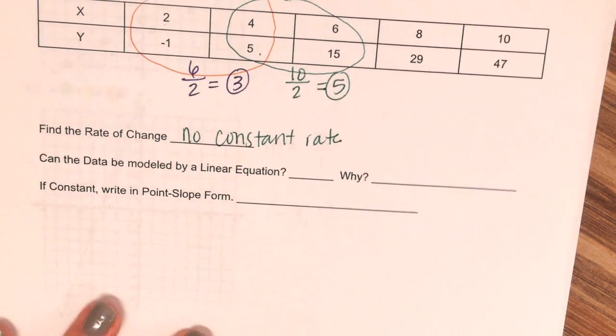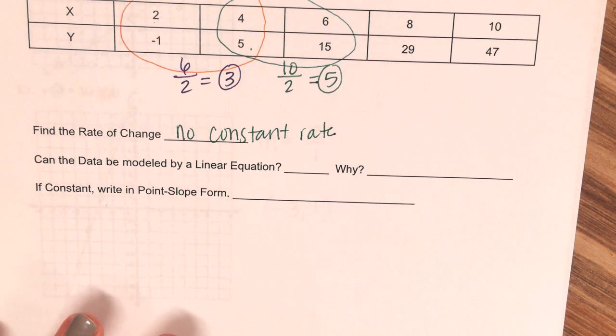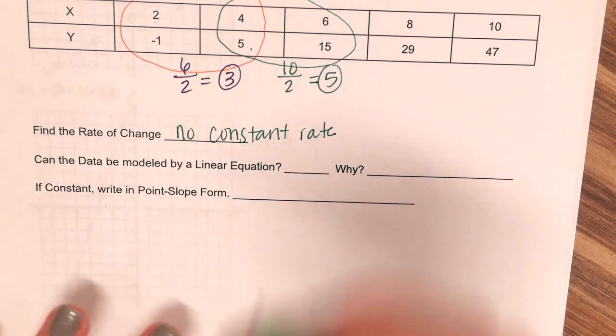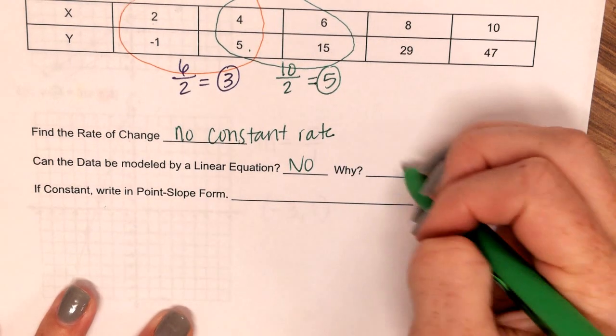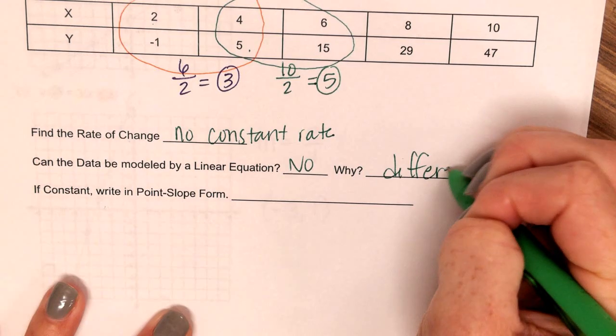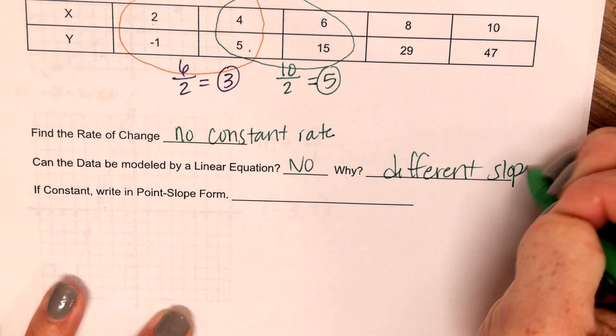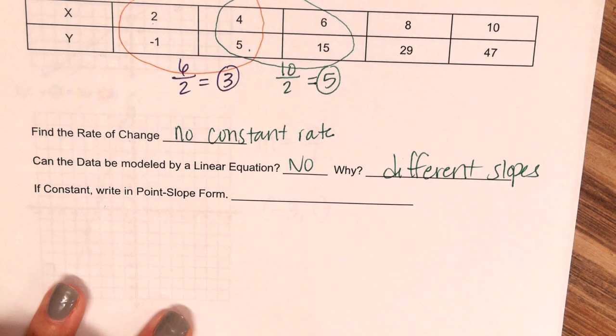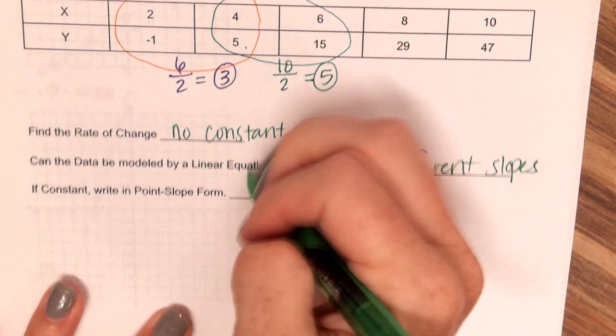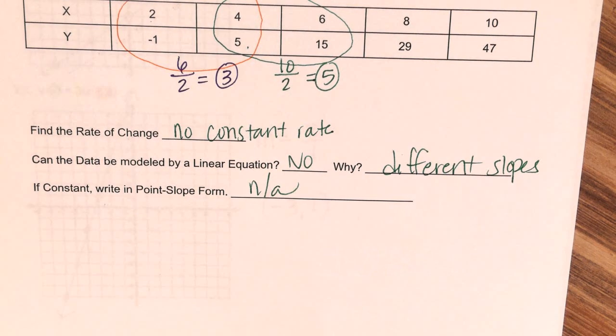Can the data be modeled by a linear equation? Yes or no? No. Why? They had different slopes or different rates, however you want to say it. If there's no constant rate, I can't write it in point-slope form. It's not applicable. So I put NA.